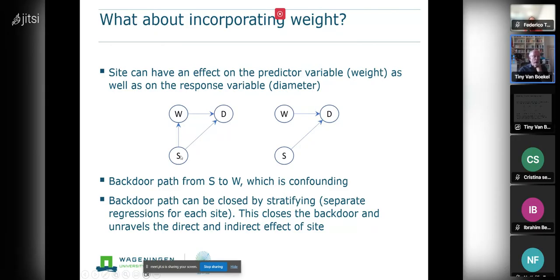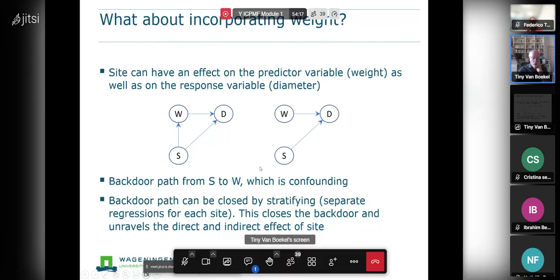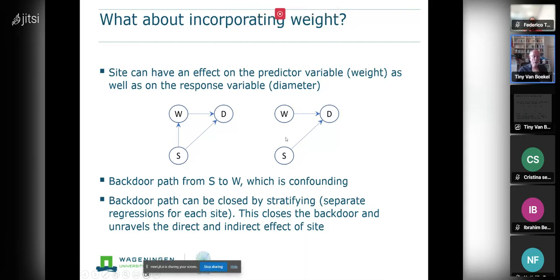Height, awkward side has an effect on weight, but also on diameter. And the effect on diameter we just have seen. You can close such a backdoor path by only looking at this relation, which means, and in statistics they call that stratifying, which means that you do a separate regression for each side. If you do that, then you close that so-called backdoor path. And then in that way, you can unravel the effect of height on weight and on diameter.